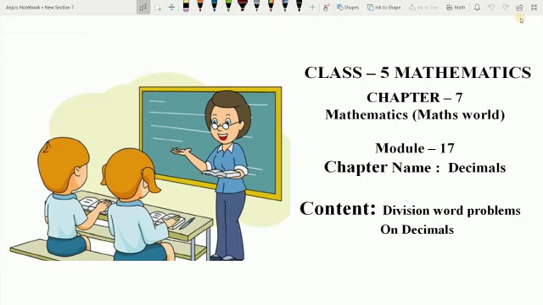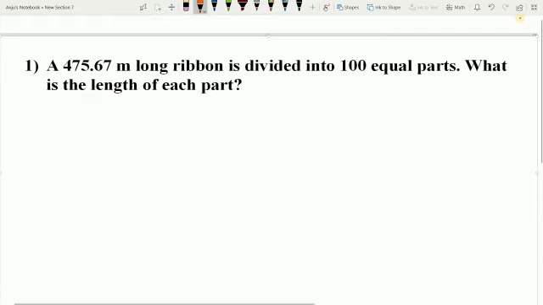Students, in the previous video, we have already learned to divide a whole number by a decimal number and a decimal number by a decimal number. Today we will learn division word problems on decimals. So, let us start. Question 1.